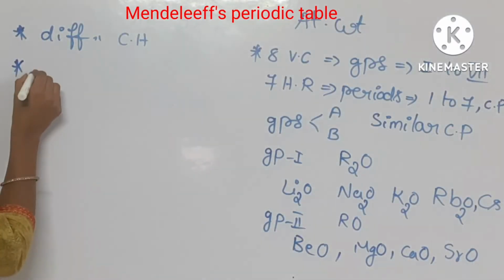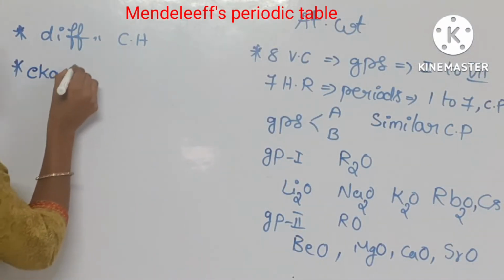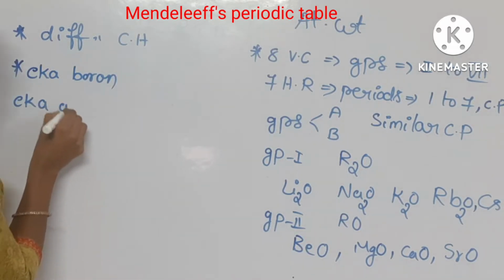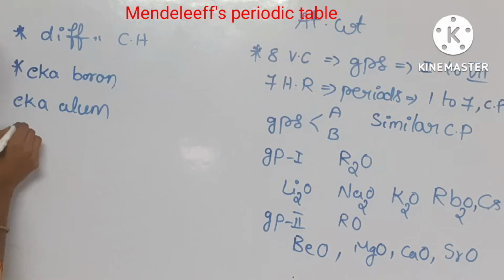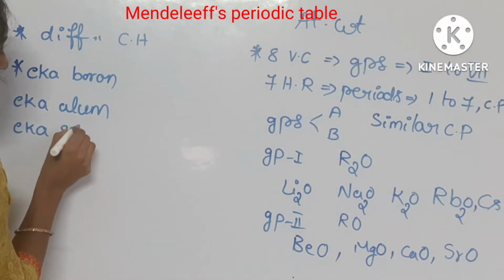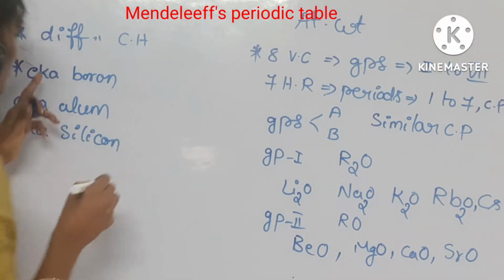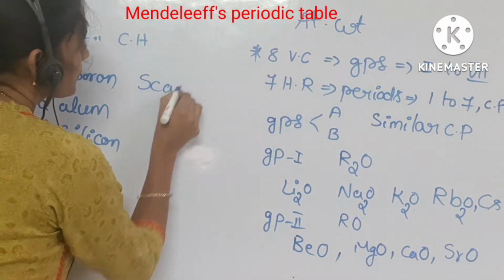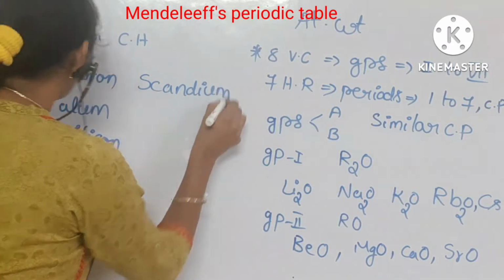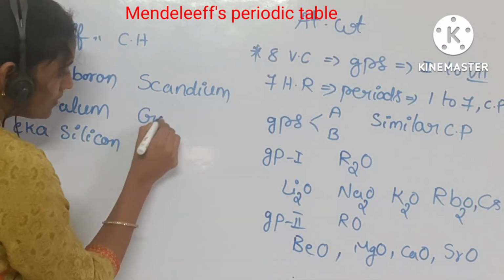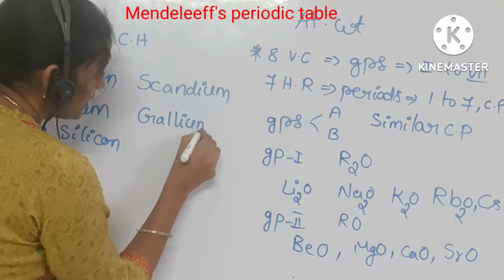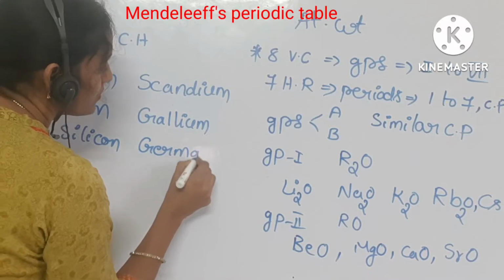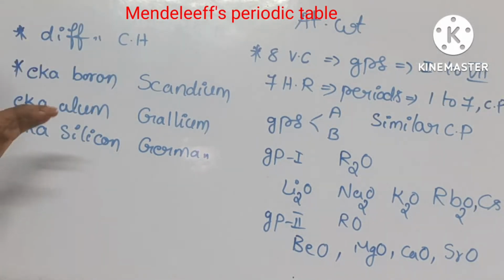See: Eka boron, Eka aluminium, and Eka silicon. Later on, Eka boron was named scandium, Eka aluminium was named gallium, and Eka silicon was named germanium.